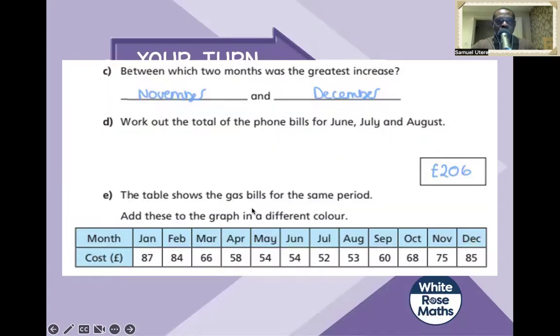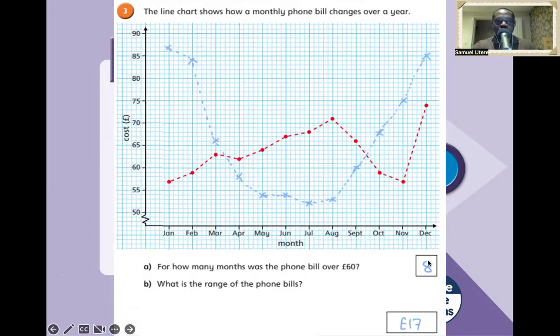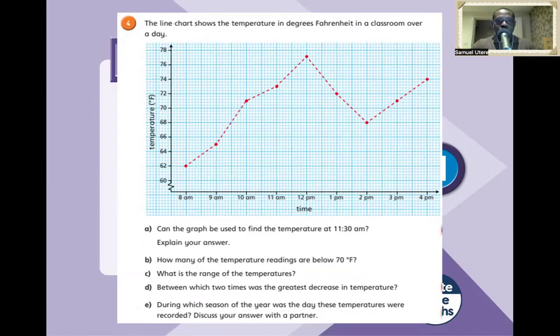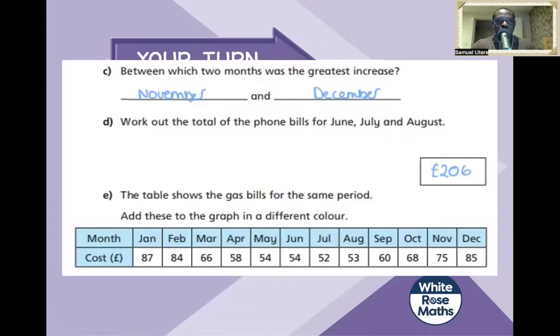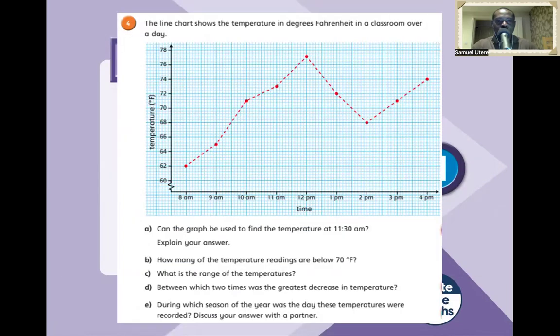Next, you ask, the table shows the gas bills for the same period. Add these to the graph in a different color. So all you need to do is to go to the graph of the different months and to plot these numbers in, and then that will give you this graph here in a different color. Okay. Pause the video and answer question 4 in 4 minutes.